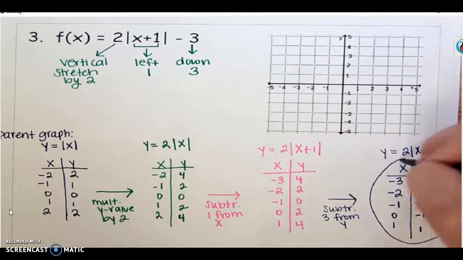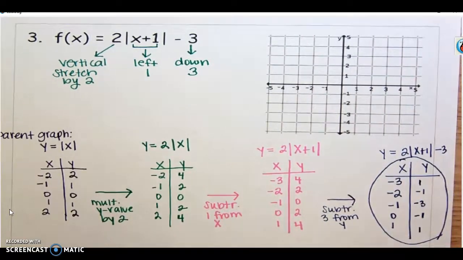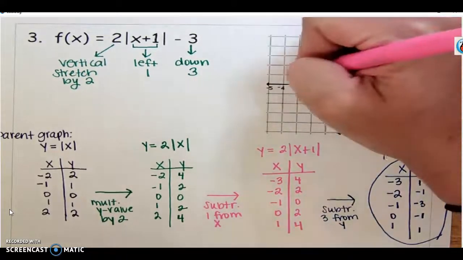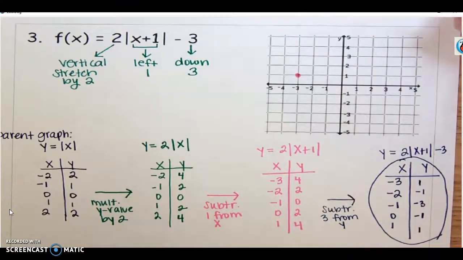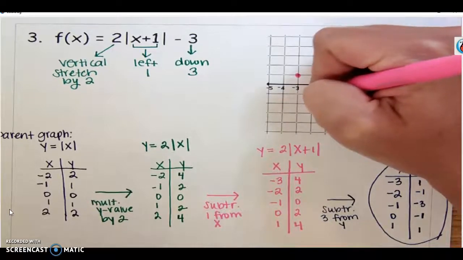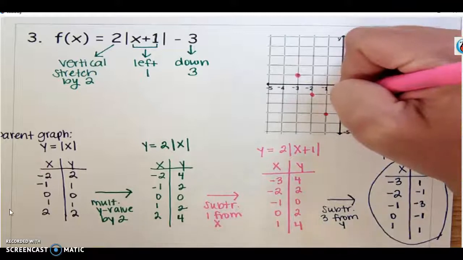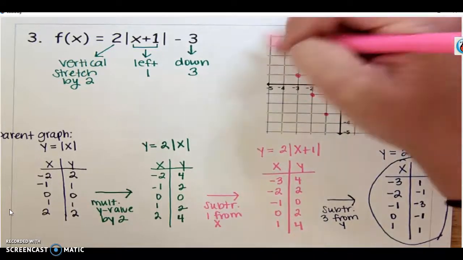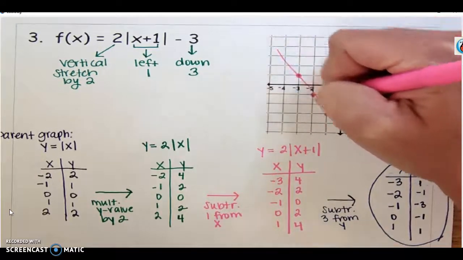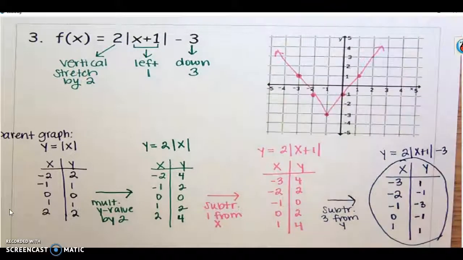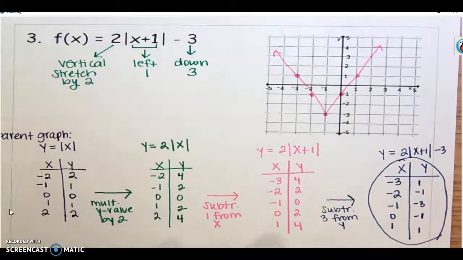Because we've now finished all of our transformations, we can plot these points. So we're going to have -3, 1, -2, -1, -1, -3, 0, -1, and 1, 1. So remember, absolute value graphs have a V shape. So you're going to have your graph with your V shape there. So that was 3 transformations. Just make sure you always start out with shrink and stretches first.